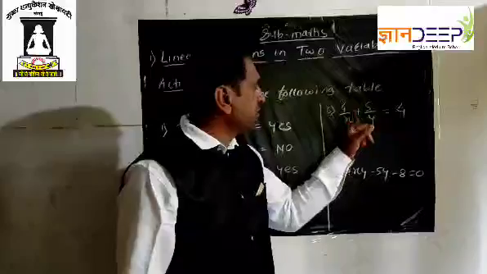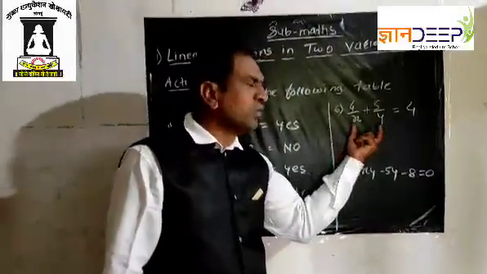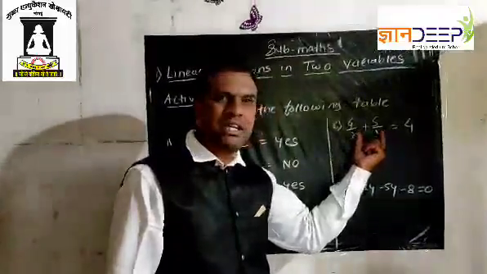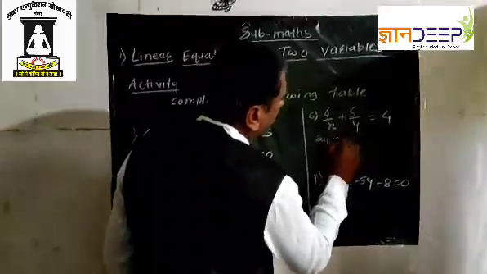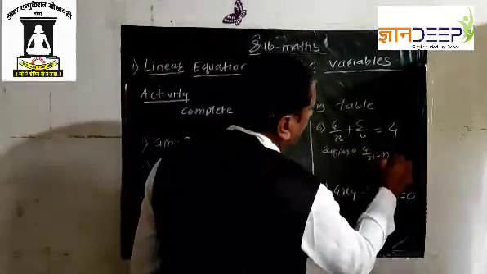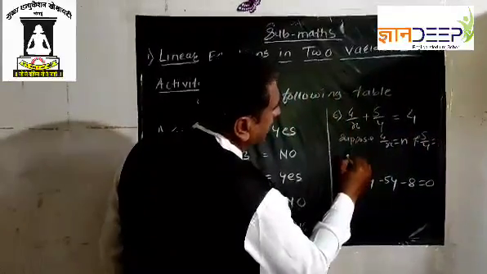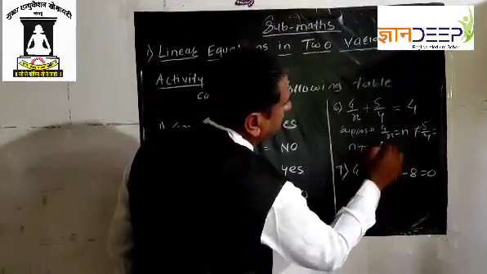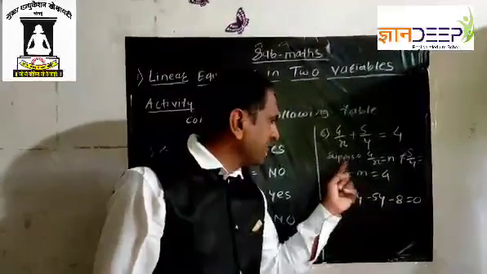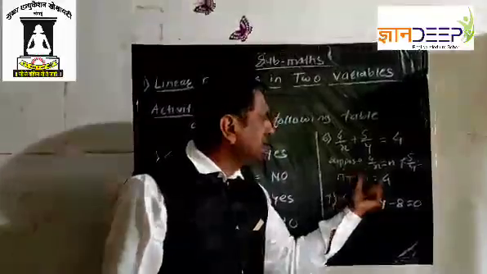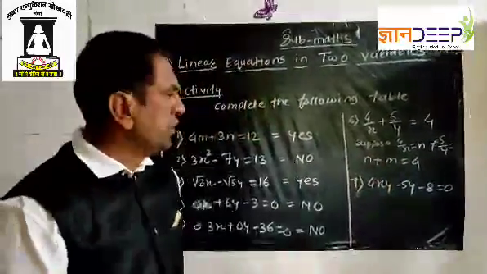Then 4 upon x plus 5 upon y is equal to 4. It is a linear equation in two variables. Two variables are there, maximum degree is 1. And we will suppose 4 upon x is equal to m and 5 upon y is equal to n. Then what is here? n plus m is equal to 4. Means here two variables, maximum degree of both variables is 1. Therefore, it is a linear equation in two variables.